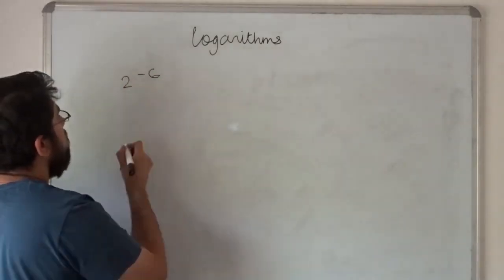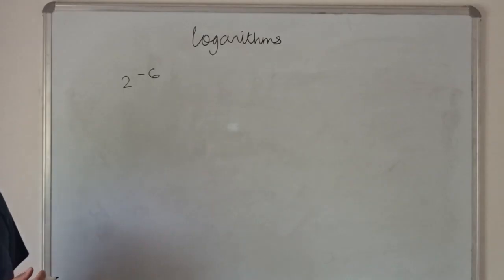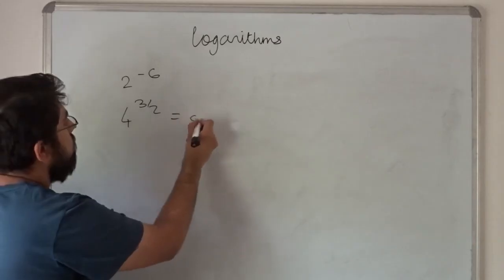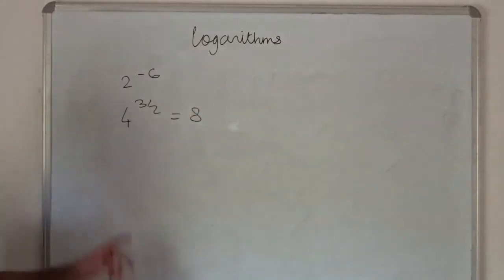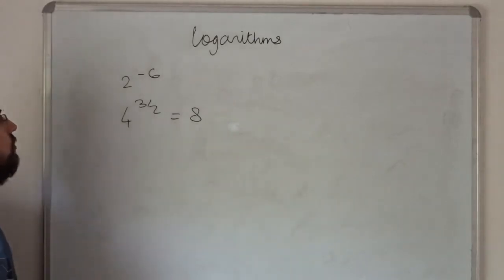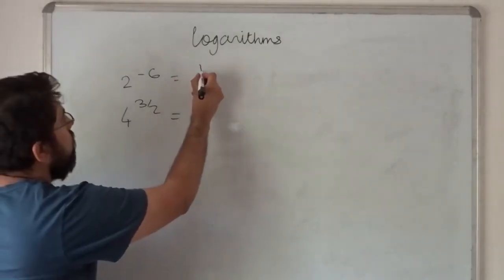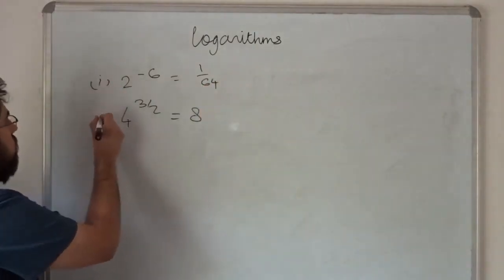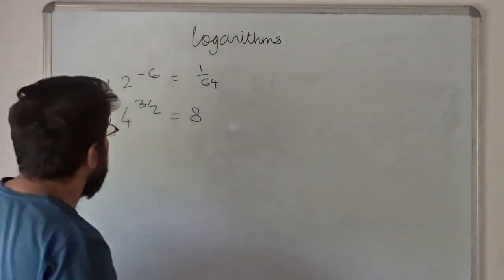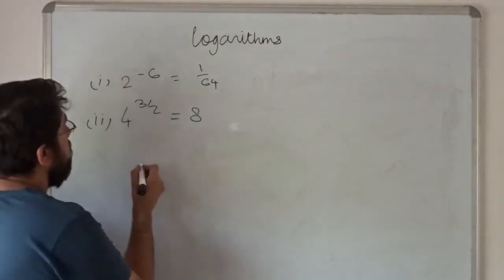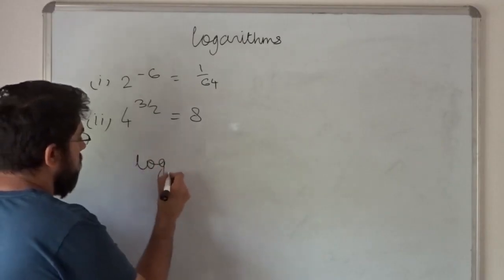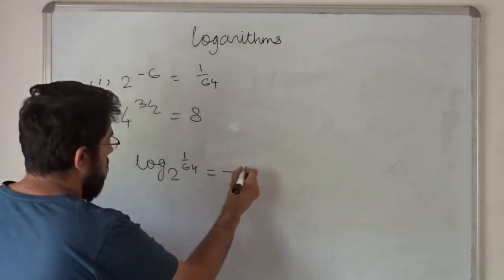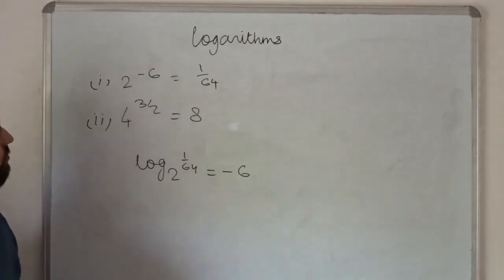2 to the power negative 6 equals 1 upon 64. And this is a little tricky, be careful. 4 to the power 3 by 2 equals 8. Okay? So these are the two that we're going to do. So this is 1, this is 2. Let's do the first one here. So this becomes log base 2 of 1 upon 64, which equals negative 6. Okay, this is the first one.